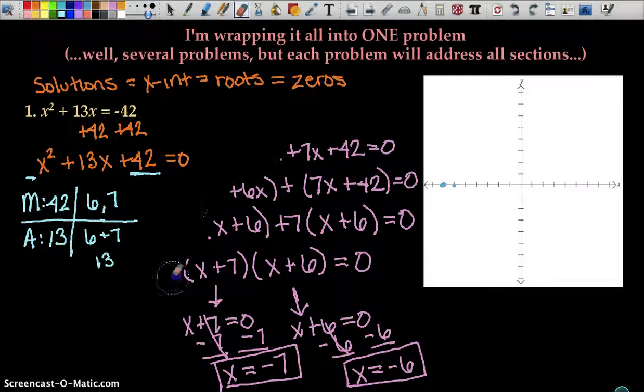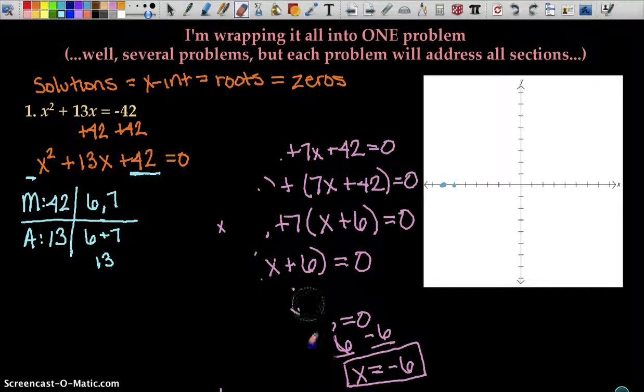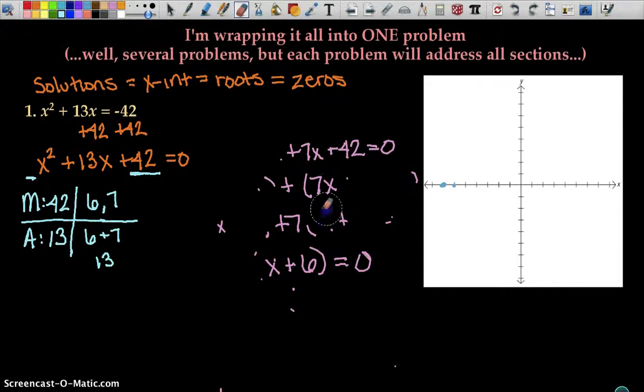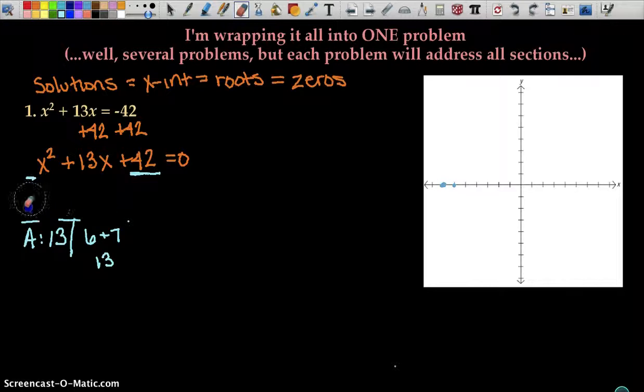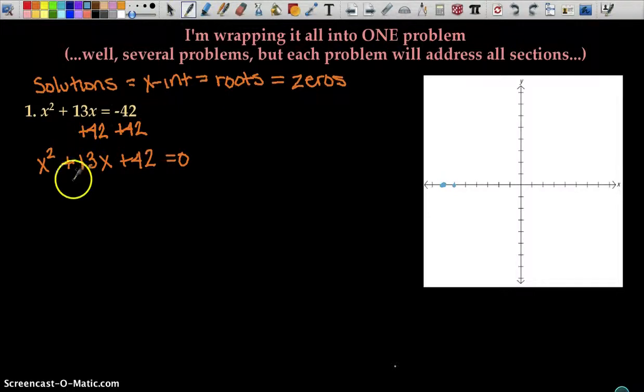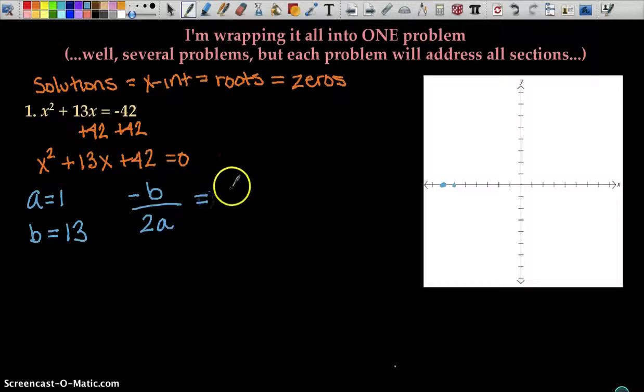Obviously you still need it, but I want to replace this with our axis of symmetry and also our vertex. Now with axis of symmetry, remember that is your negative b over 2a, which is when you have it written in standard form. So when we're looking at this quadratic, we have it written in standard form. We did that already. Our a is 1 and our b is 13. So we do negative b divided by 2a, and that is your axis of symmetry.